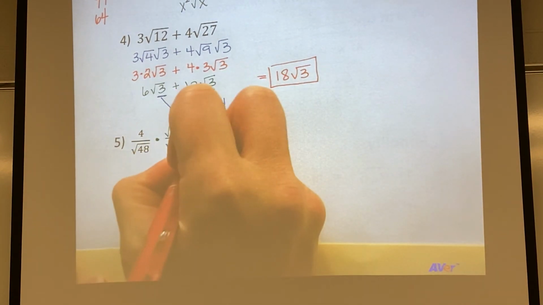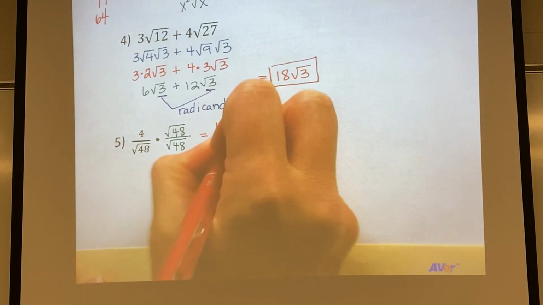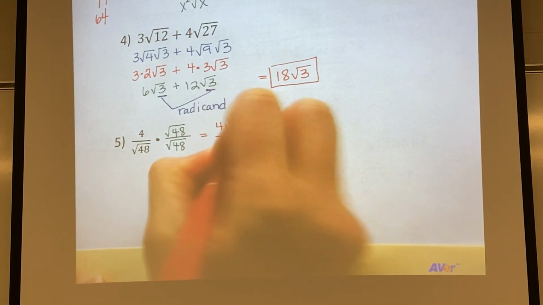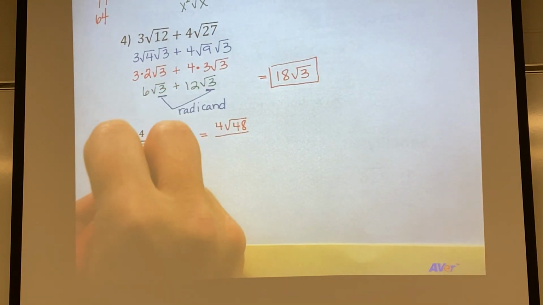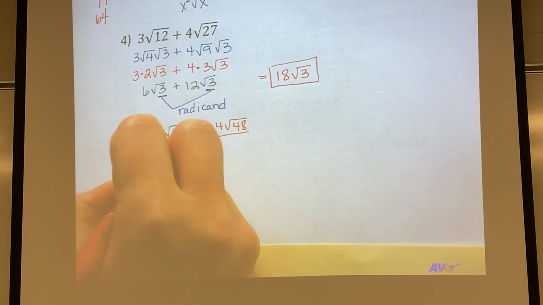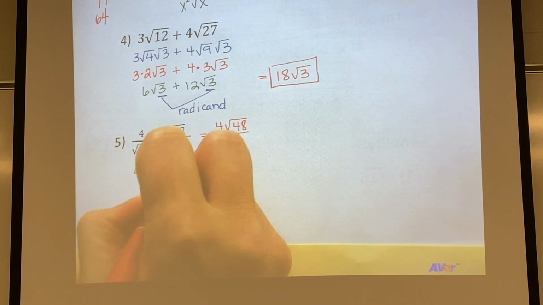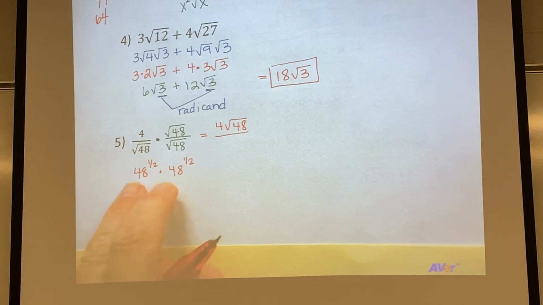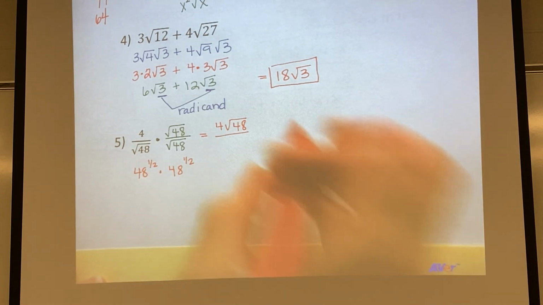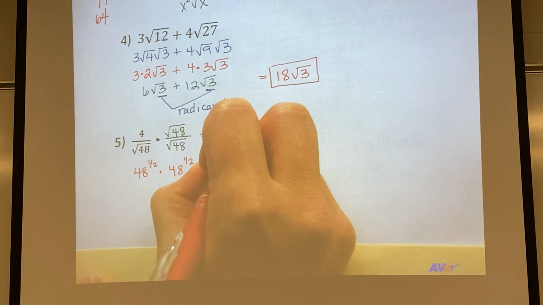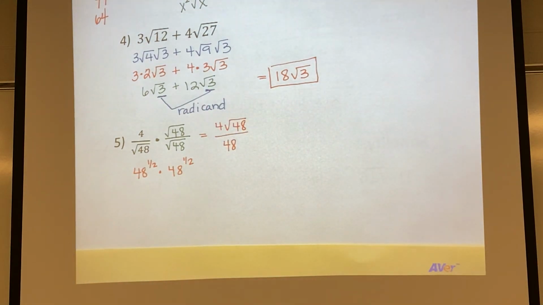All right, so our numerator is now 4 radical 48. But our denominator, when you multiply these together, remember we said before, the square root of 48 is 48 to the 1/2 power times 48 to the 1/2 power. When bases are the same, you add the exponents together. So we would keep the 48 and add these. 1/2 plus 1/2 is 1. So 48 to the first, or just 48. So when you multiply 2 radicals together that are the same, it eliminates that square root sign.